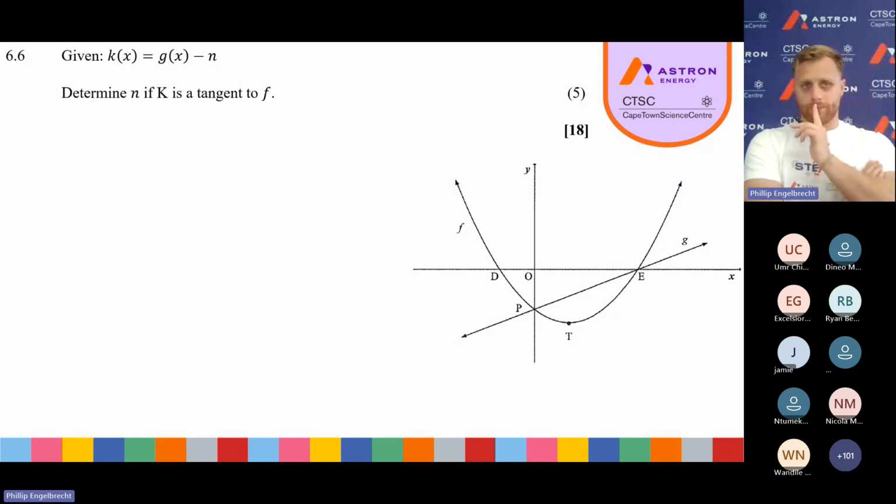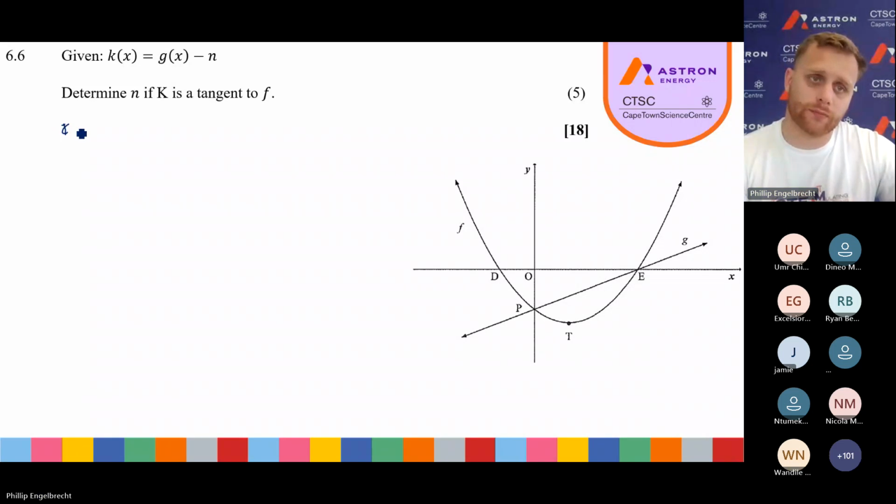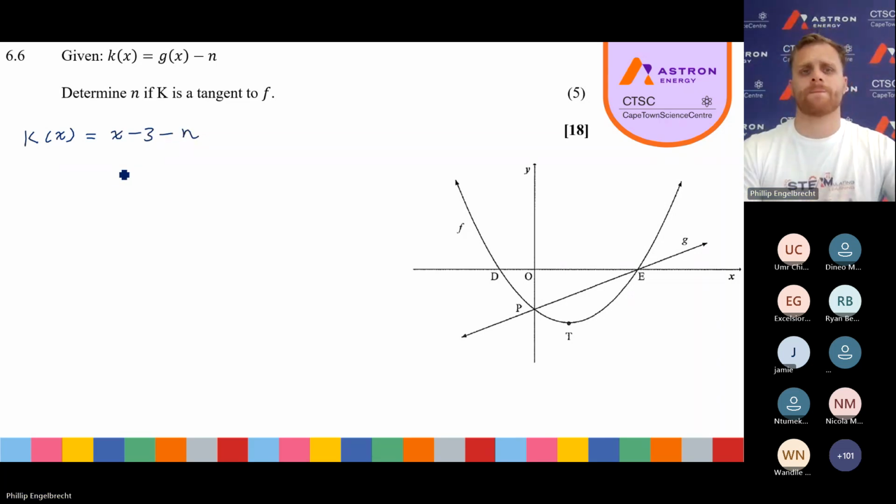So, number 1, I know that k of x is g of x minus n. So let's first figure out what k of x is. That's the first thing I want to figure out. Let's just rewrite this and make it look nice and proper. I'll say that k of x is equal to, well, g of x is simply x minus 3, and then you subtract n from it.